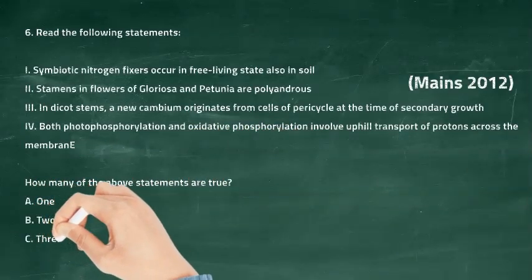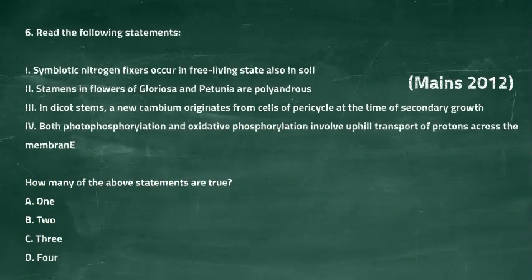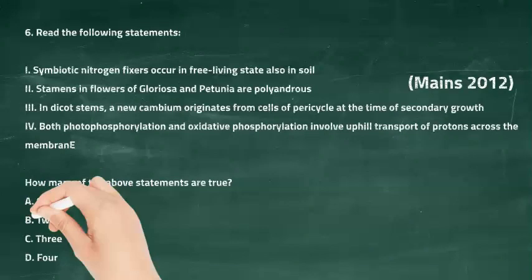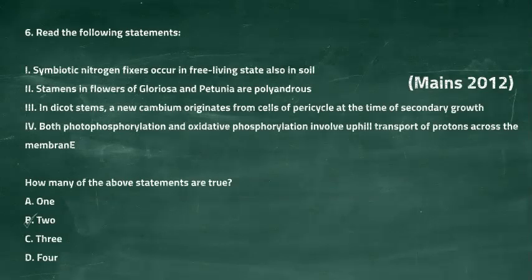So how many of the above statements are true? Option A is 1, B is 2, C is 3 and D is 4. So the right answer is option B, 2 true statements.